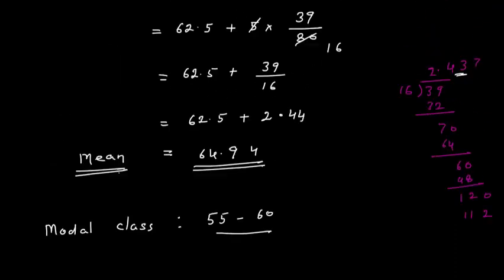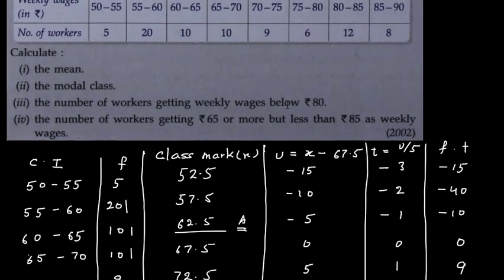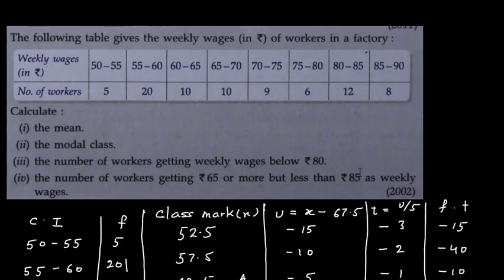Okay. Now the third value what we have to calculate, the number of workers getting weekly wage below 80. So here you see that up to 75 to 80 there are 6 workers. Now below 80 I will add all these values. So that will give me the number of workers who get less than 80 salary. Why I am saying that 6 workers are there who get salary between 75 to 80, that is below 80. Then 70 to 75, 9 workers are getting salary in the range of 70 to 75. Now this is again less than 80 only. So for less than 80 I will add all these values.